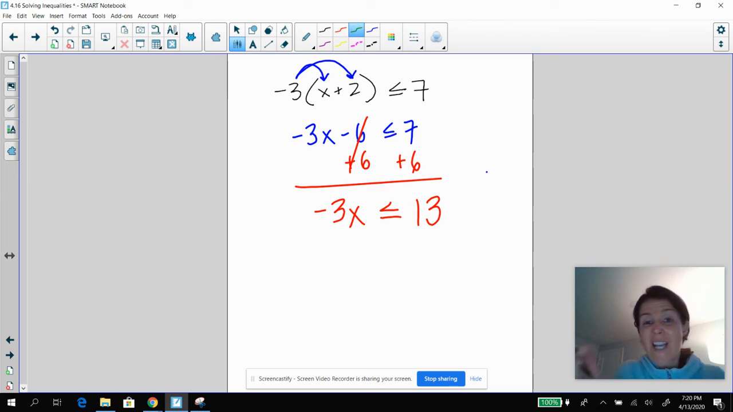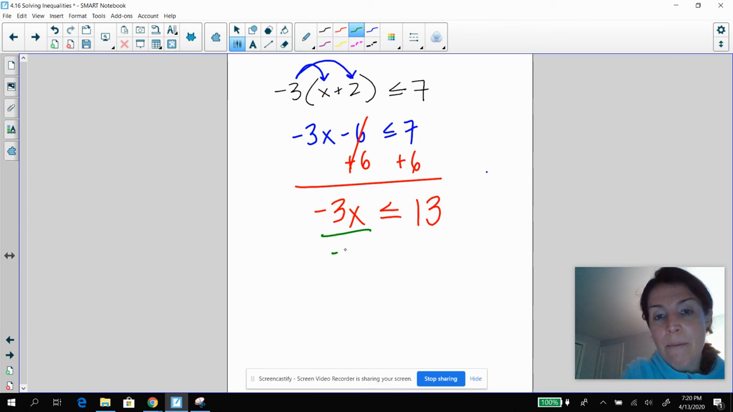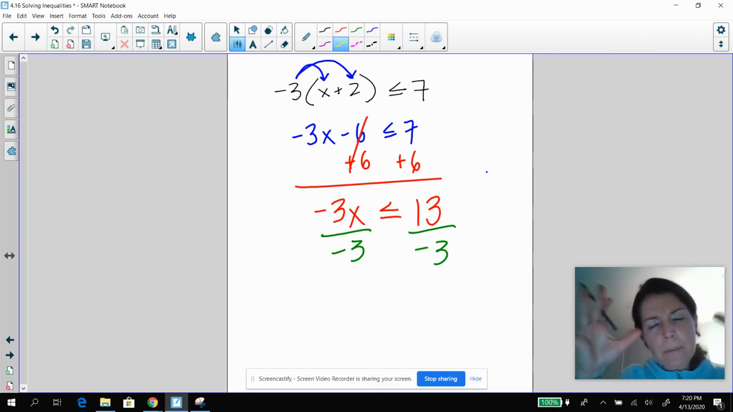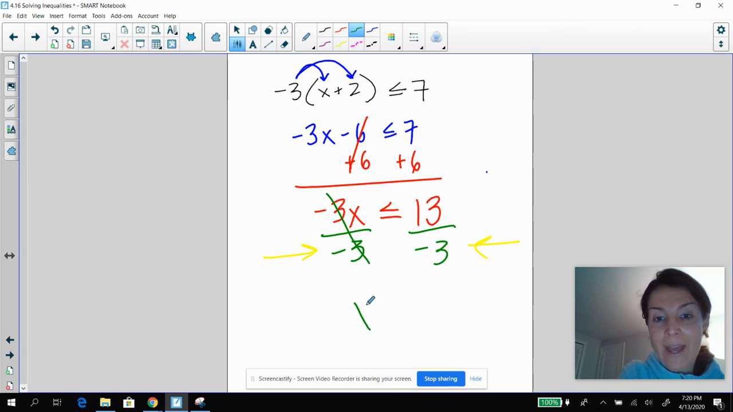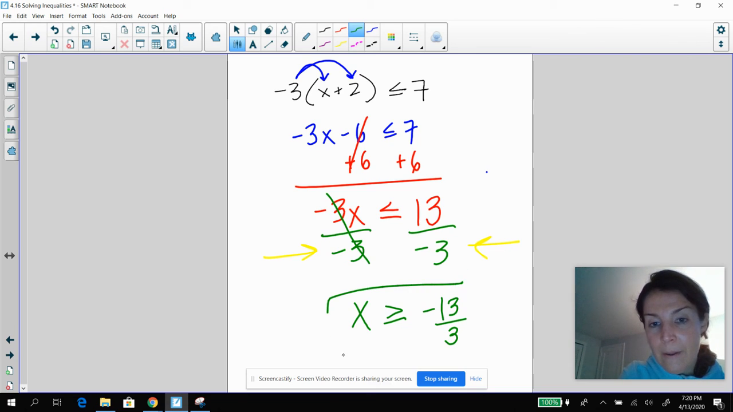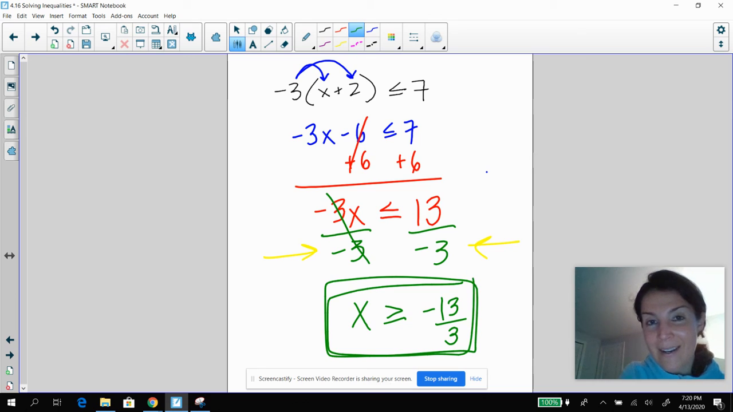All right. So we haven't done anything funky, nothing different. But now we are about to. We are about to divide both sides by negative 3. Negative, negative. Things are going off in your brain. I just divided both sides by a negative. And so this is what I know. I need to flip my sign. So my final answer here is going to be that x is greater than or equal to negative 13/3. And you're done.